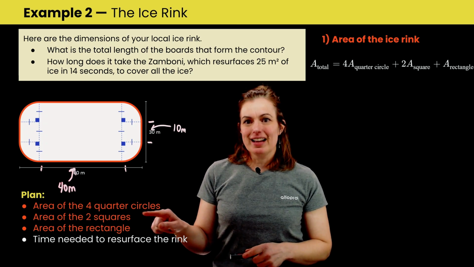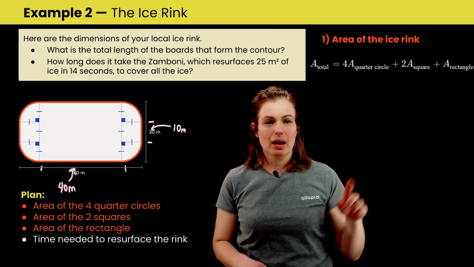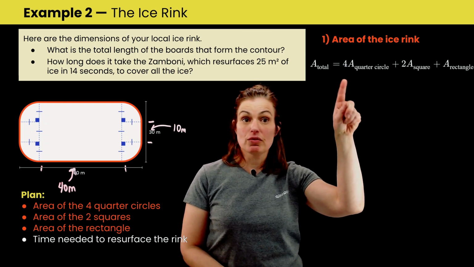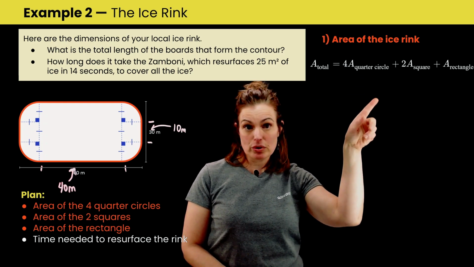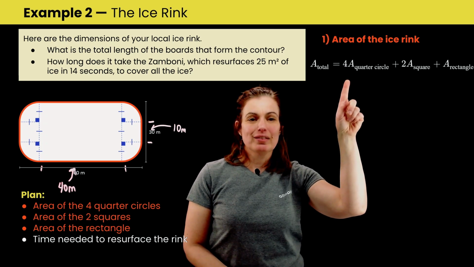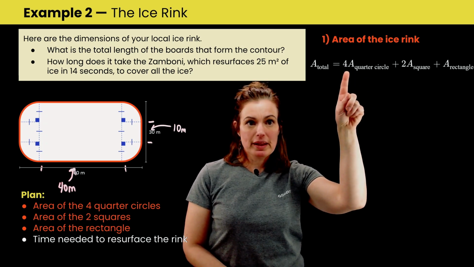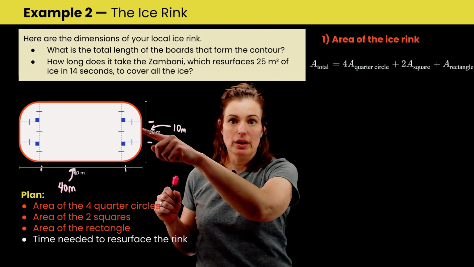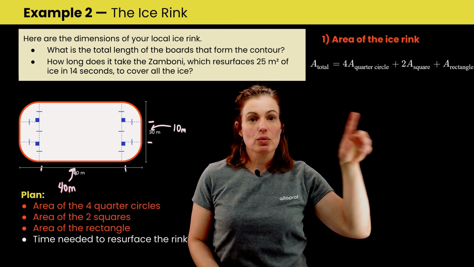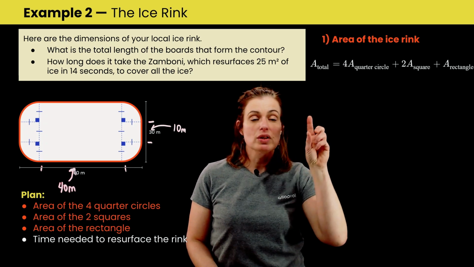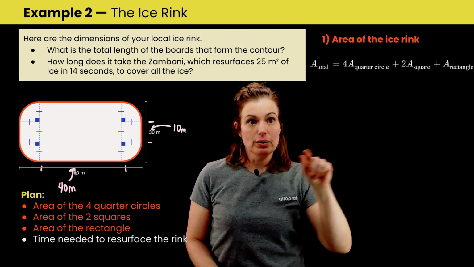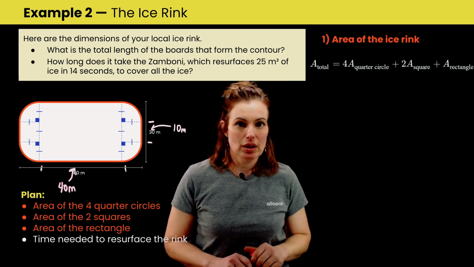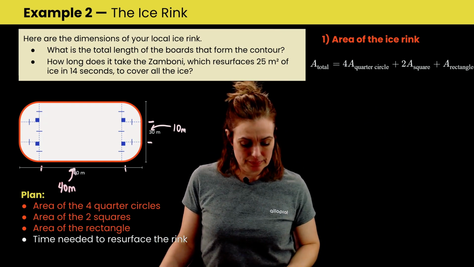So to look at those first 3 points, we're going to look at the area of the entire rink. And so the total area is found by taking four times the area of the quarter circles. So we've got the area of the quarter circles here, multiply that by 4. And then we're going to take the area of the squares, which is here and here. And because there are 2 squares, we're going to take the area of a square and multiply it by 2. And then we just have the 1 rectangle in the middle. So the area of the rectangle is only taken into account once.